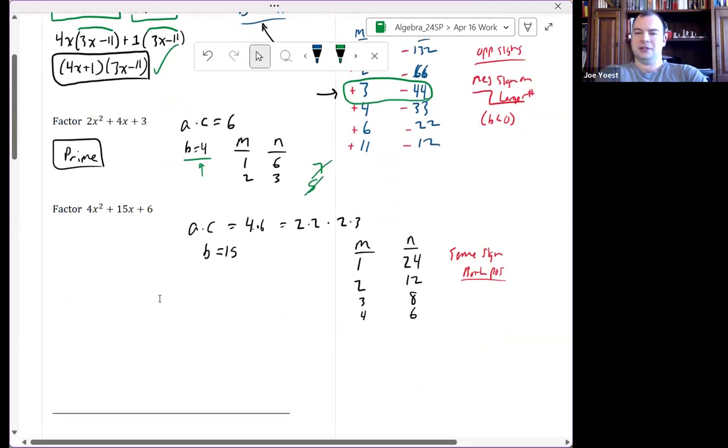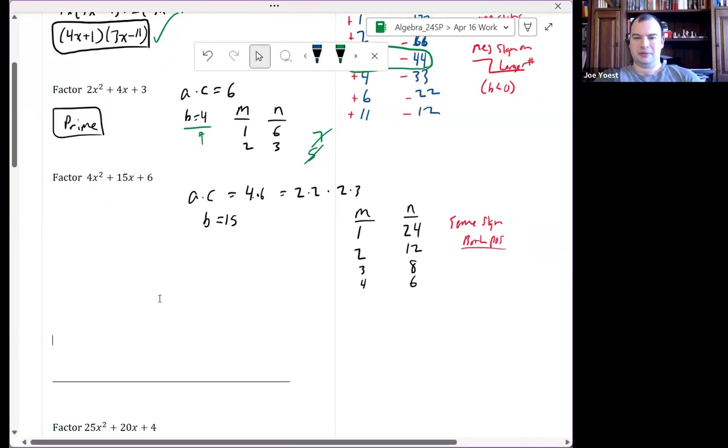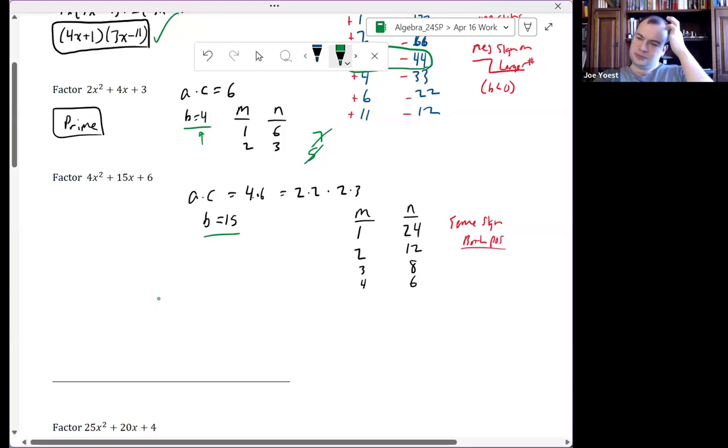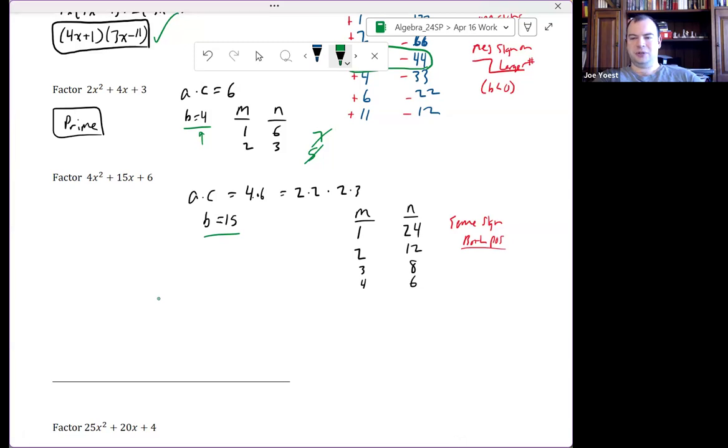And then lastly, we'll finish working through this problem. I see a times c is 4 times 6, or 24, or we can say that that's 2 cubed times 3. I'm looking for two numbers, m and n, that multiply to 24 and that add to 15. I could have 1 and 24, 2 and 12, 3 and 8, 4 and 6.